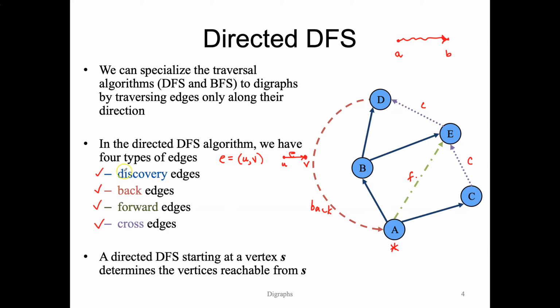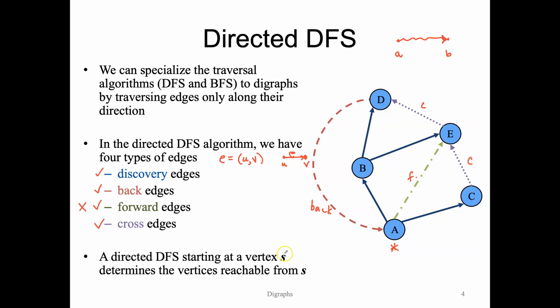So a directed depth first search algorithm can have any one of these, but if we adapt breadth first search to work on a directed graph, just because of how we use breadth first search, then with breadth first search we wouldn't have these forward edges, because breadth first search will immediately find those vertices first. Those would be our discovery edges.